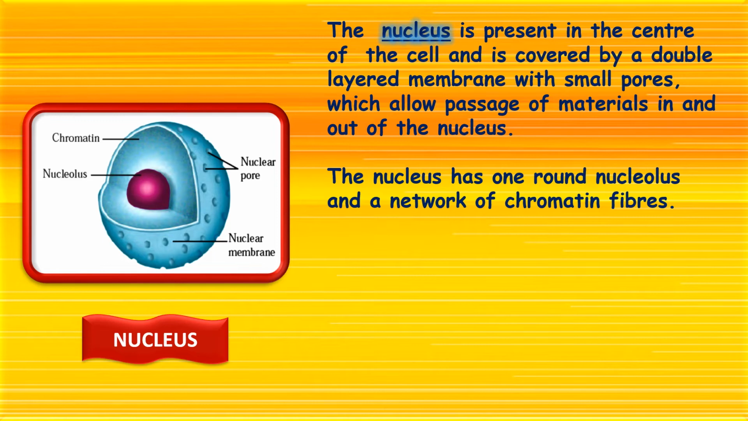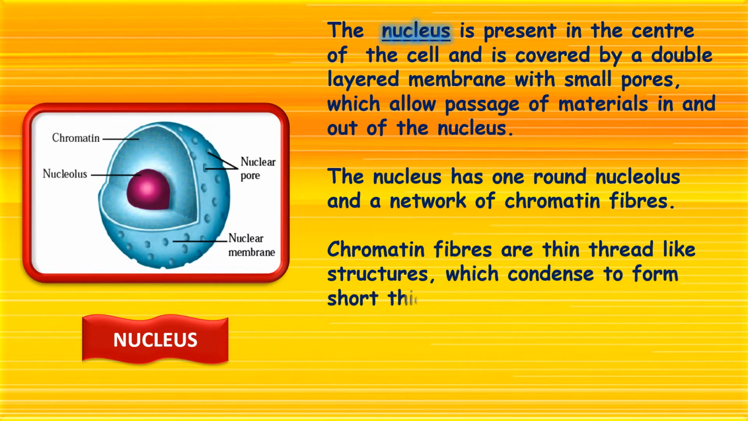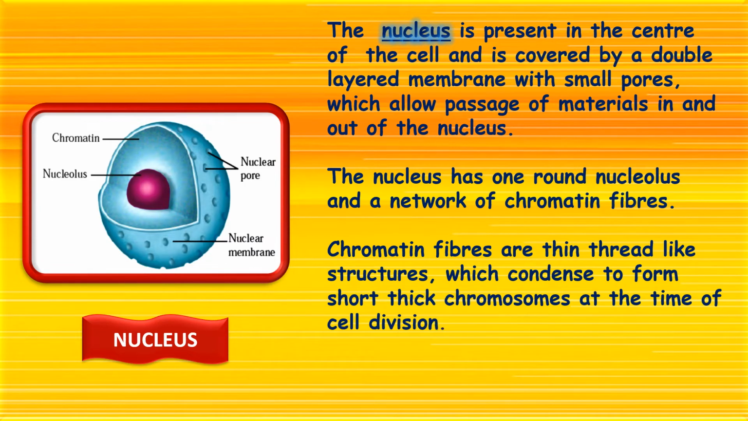Within the nucleus, the round structure is called the nucleolus, and here within the nucleus we have thin chromatin fibers. Now, chromatin fibers are thread-like structures, and at the time of cell division, when the cell is about to divide, these chromatin fibers come together, they condense and form short, thick chromosomes.